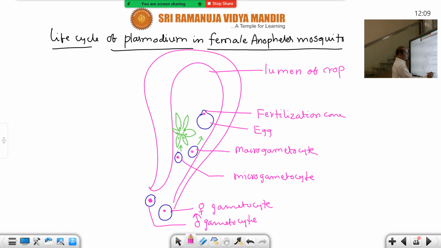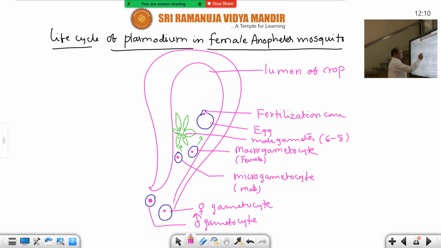These are coming from the patient's blood when the mosquito sucks it. These enter into the lumen of the crop of the female Anopheles mosquito. This is male gametocyte, or micro, and macro or female. In the bracket you write here also female gametocyte. Okay. Now formation of gametes is over. These are the male gametes or sperms. In the bracket you write 6 to 8 male gametes are produced. Minimum 6, maximum 8.